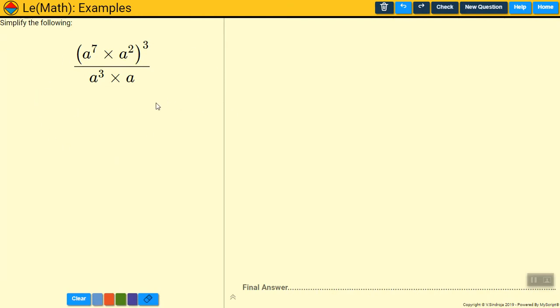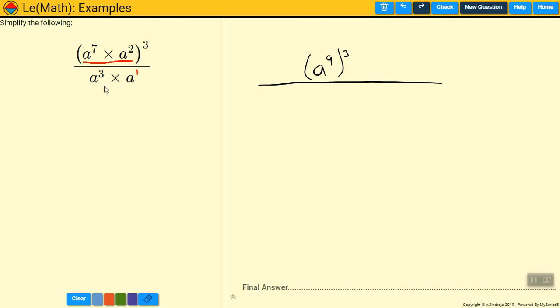Here is a combination of all those rules. But this a may confuse you because there's no power written there. If there's no power written there, by default, it's a 1. So let's look at this expression. How do we simplify it? First of all, we'll start with the thing on the inside. We'll simplify that. That's a to the power of 9. And then we've got a 3 there.